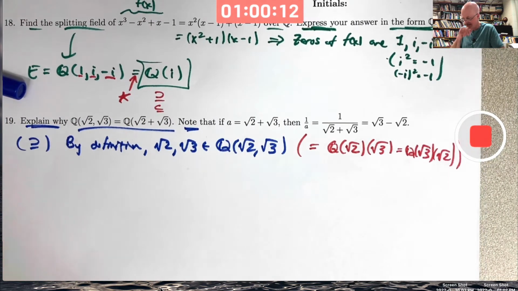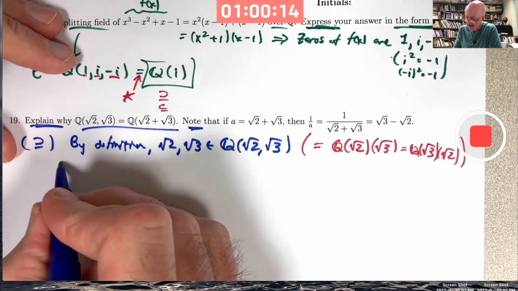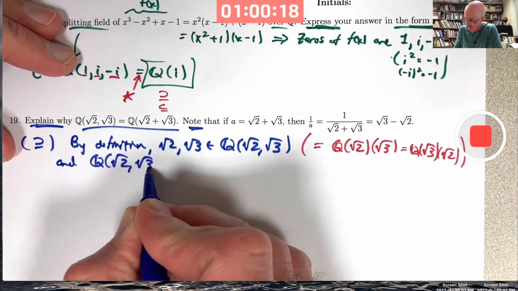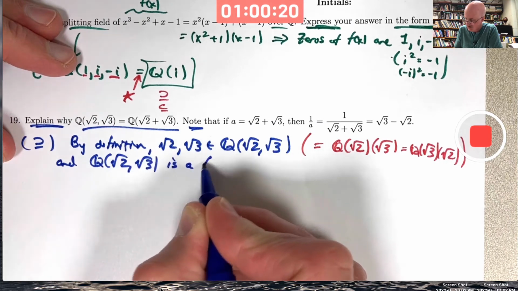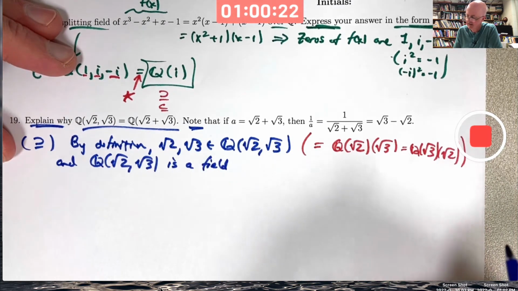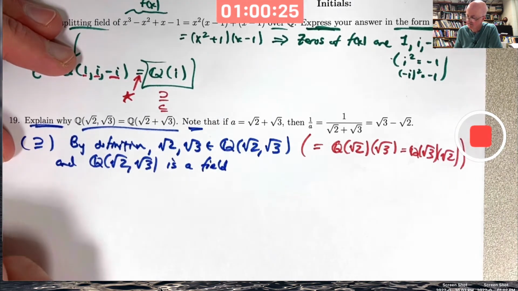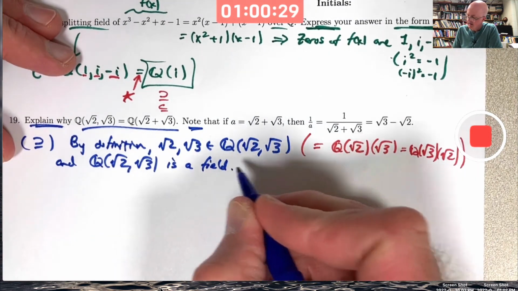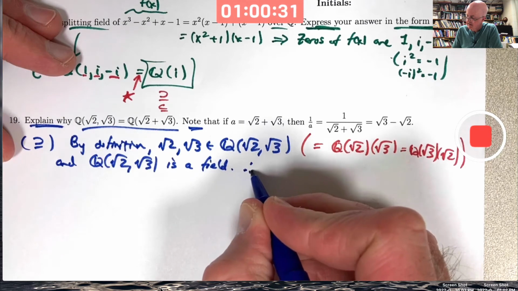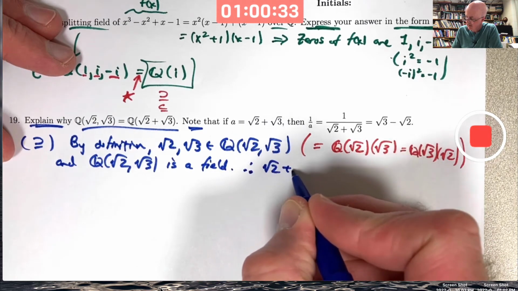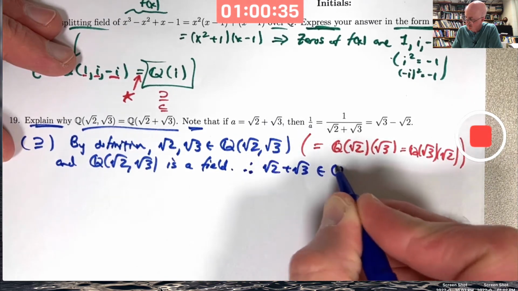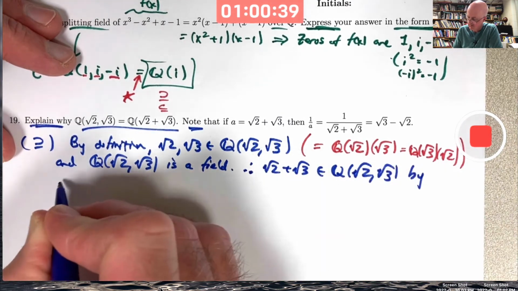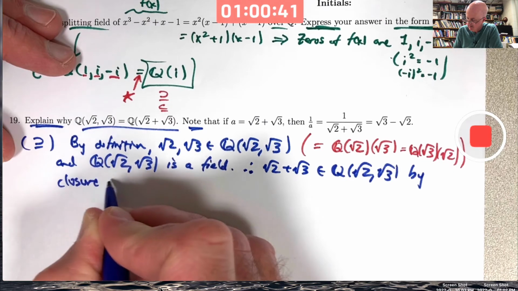By definition, these things are in here, and this thing, by definition, is a field. By definition of the symbol. It's a subfield of the complex numbers. Subfield of real numbers, even. Therefore, three dots means therefore square root of 2 plus square root of 3 is also in here by closure under addition.